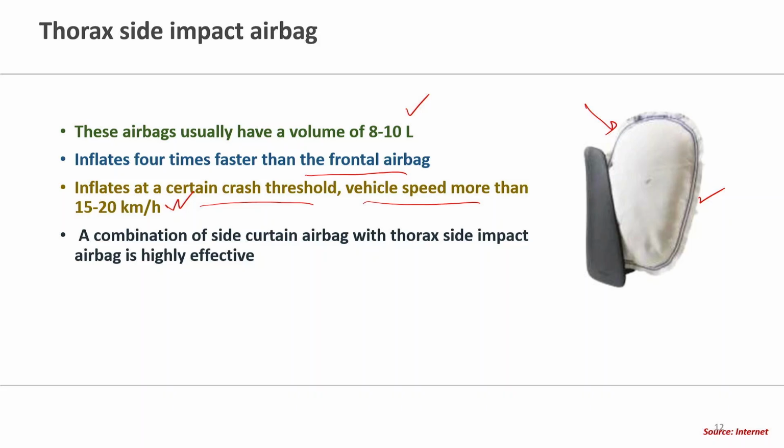A combination of side curtain airbag and thorax airbags, that side impact airbag, is highly effective. So, one is the side impact airbag, the side curtain airbag and the thorax side impact airbag. They will be actually effective when they work in combination.